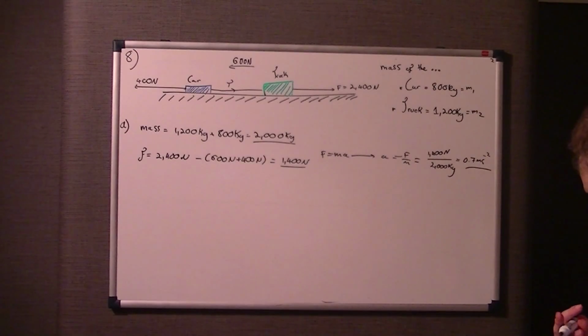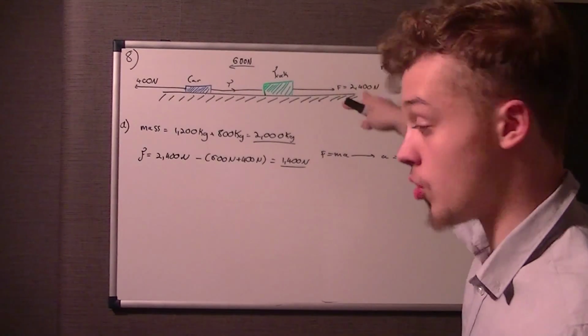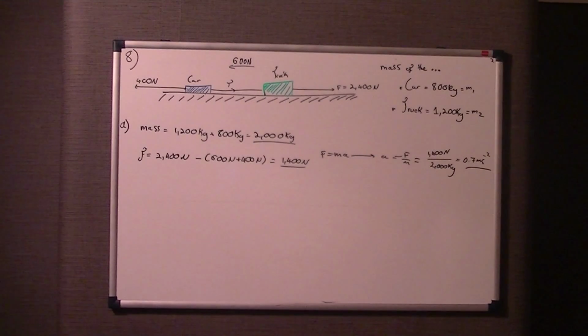The next part, part B, says find the tension in the rope. The tension in the rope is created because there's a difference in the resultant force of the truck and a difference in the resultant force of the car. The reason there's a difference is because we've got this 400 newtons pulling it back. Yes, there is 600 newtons on the truck, and we could work that out and take it away from the car.